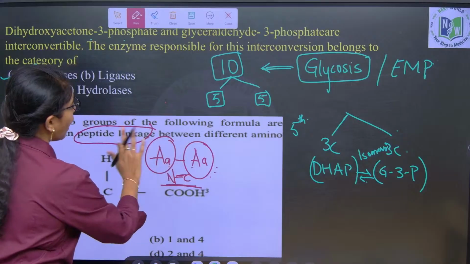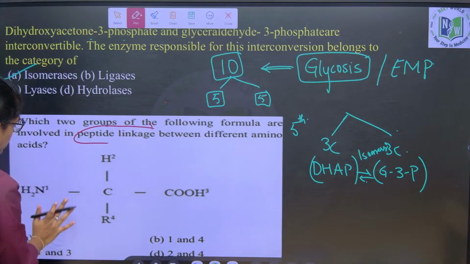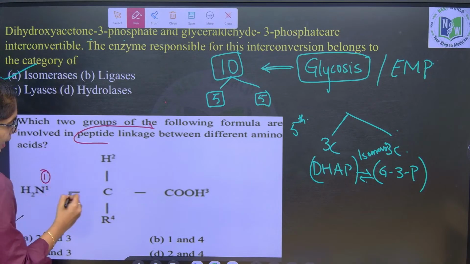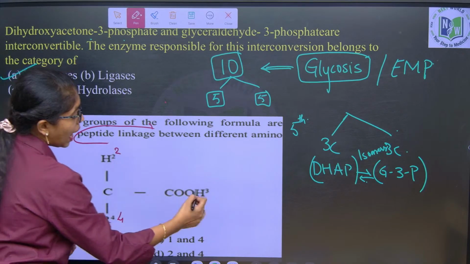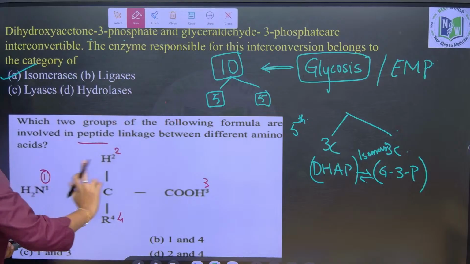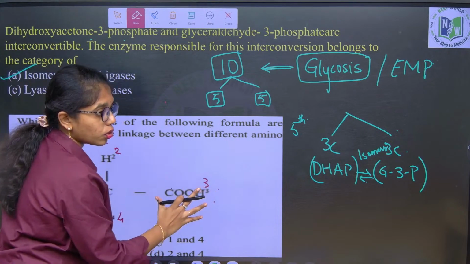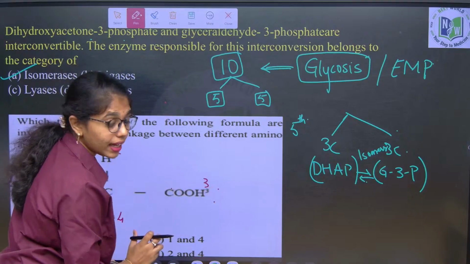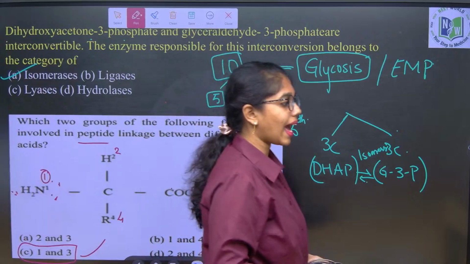So here, if you have to see the amino acids, how are the 4 groups of the amino acid named? Amino group is marked as 1 and hydrogen as 2. The R group, that is the functional group, is marked as 4 and the carboxyl group as 3. So in this question he is asking at what positions the peptide linkage is formed. It is between 1, that is the amino group of one amino acid, and the carboxyl group of the other amino acid, that is 1 and 3. Option C will be the correct answer.